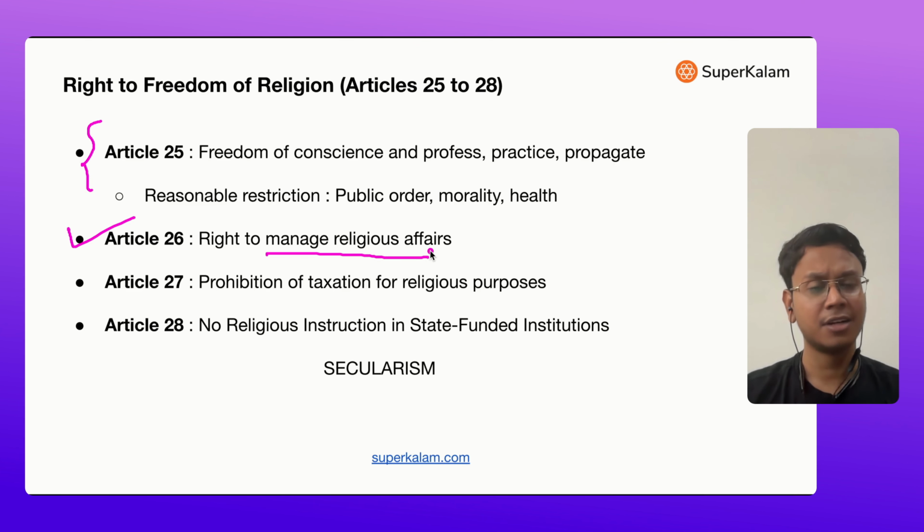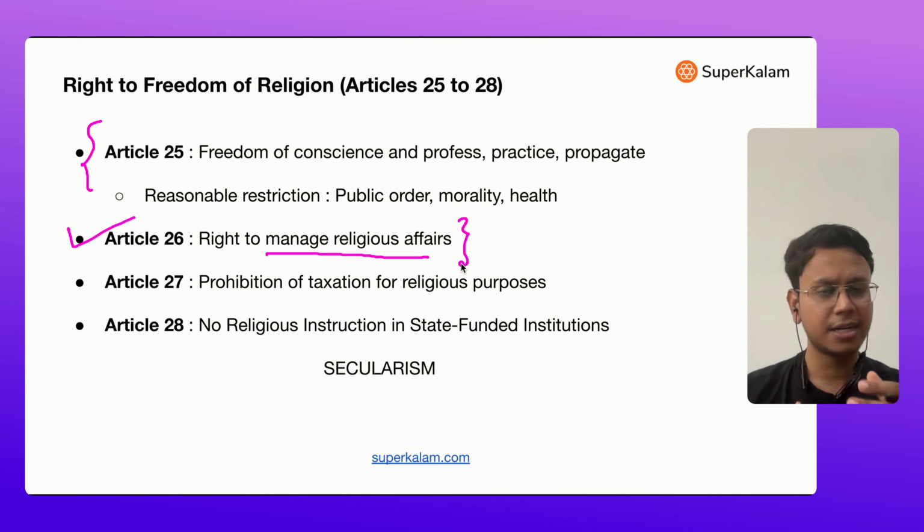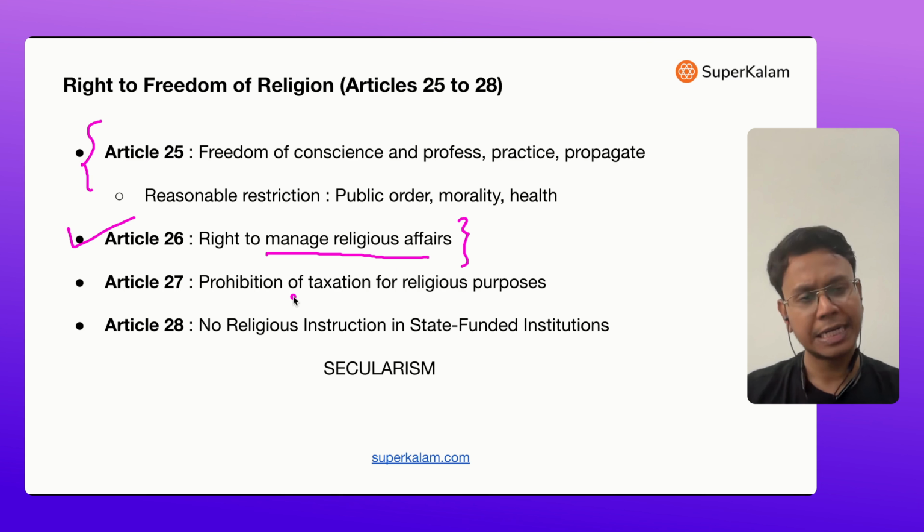Now, this article is very much linked to the Waqf controversy which is going on in the news. The law has been passed, but it has gone to the Supreme Court. So the court will interpret what is the meaning of this article and how it is applicable to Waqf. We have to wait for the ruling.